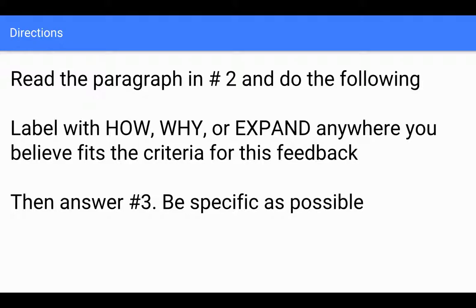All right, welcome back. Our directions now are to read the paragraph. It's unlabeled number 2, so it is the second question. And I would like you to read it and think about where you could label how, why, or expand if you were me, so that you can kind of see where these vague or needing to expand pieces are. So you're going to label just like I would if I was grading this paper, how, why, or expand. Then go ahead and answer number 3. Please be as specific as possible. Remember, we're working on not being vague in our writing.